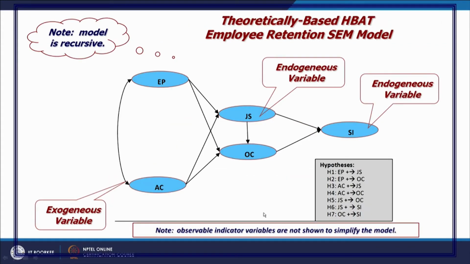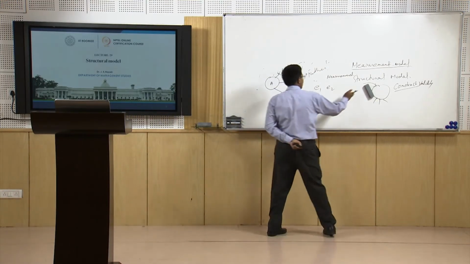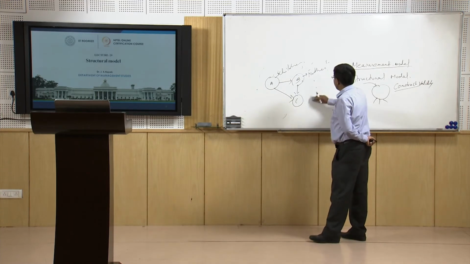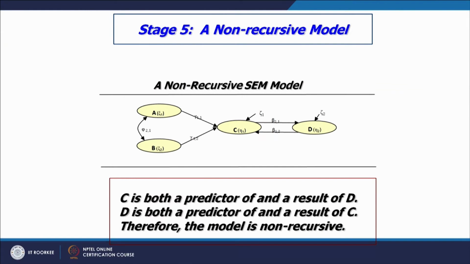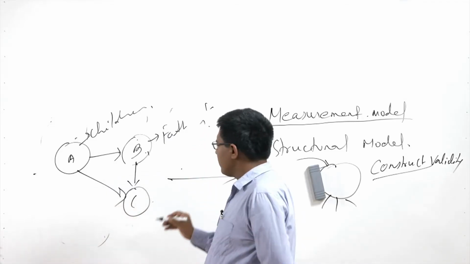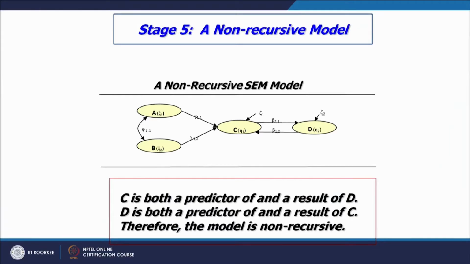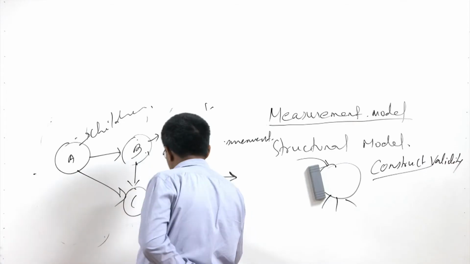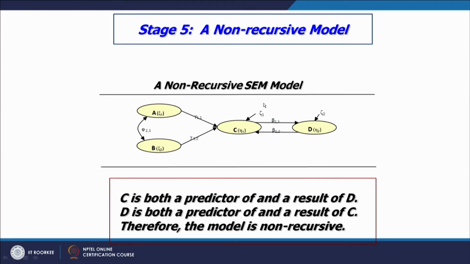I am not getting into the recursive and non-recursive models in depth, but if you want to understand: when the arrow moves in one direction only, we say it is a recursive model. On the other hand, when there is a dyadic relationship, where the path is moving both sides, this is called a non-recursive SEM model.